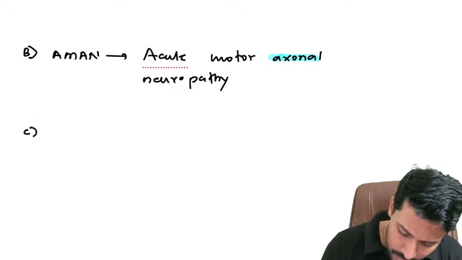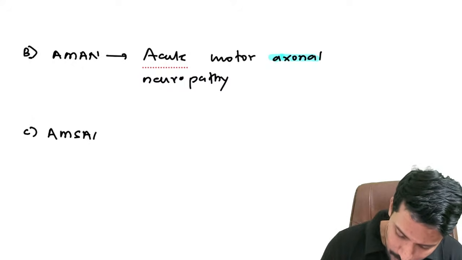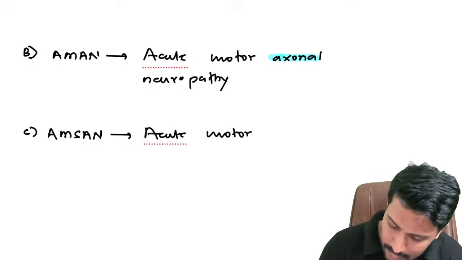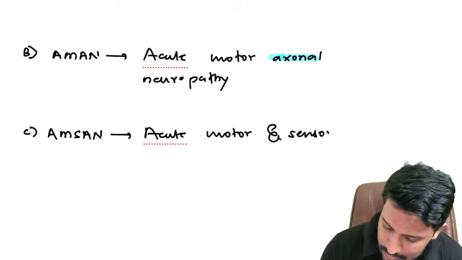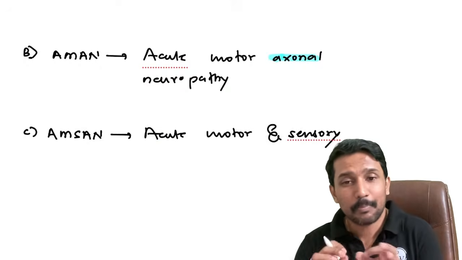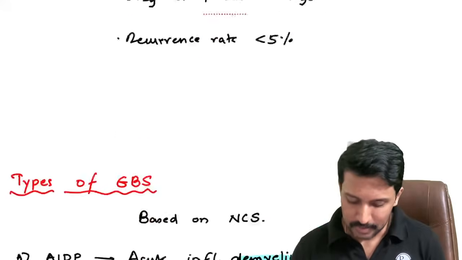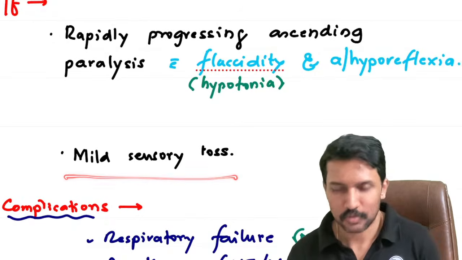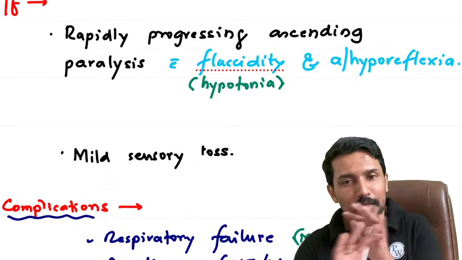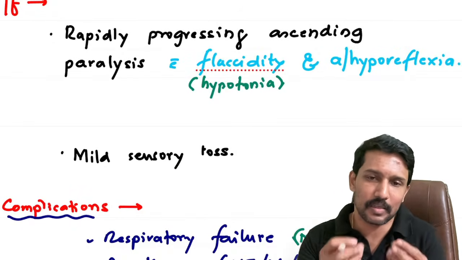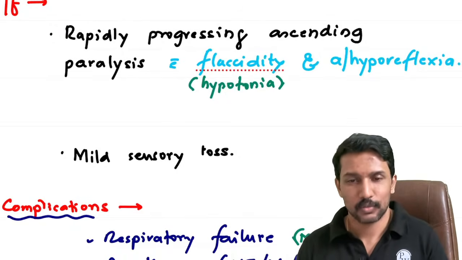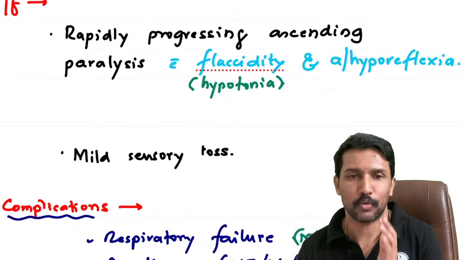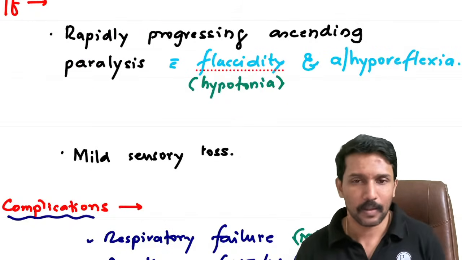Then we have one more called AMSAN. AMSAN stands for acute motor and sensory axonal neuropathy, and this is where the difference is. AMAN spares the sensory neurons. When we studied the symptoms of GB syndrome, we learned that there is usually mild sensory loss. But AMAN does not touch the sensory neurons. It only causes axonal injury to the motor neurons. So symptoms will be only rapidly progressing ascending paralysis, flaccidity and hyporeflexia, but no sensory loss in case of AMAN.